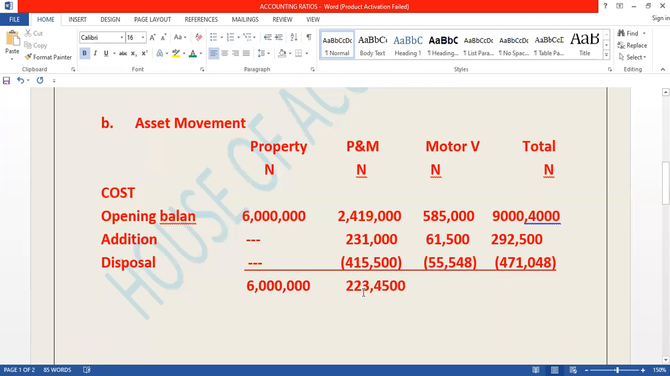Okay, fine. That's the new cost of that P and M in our financial statement. How about the second one? The third one? 585 plus 61 minus 55.